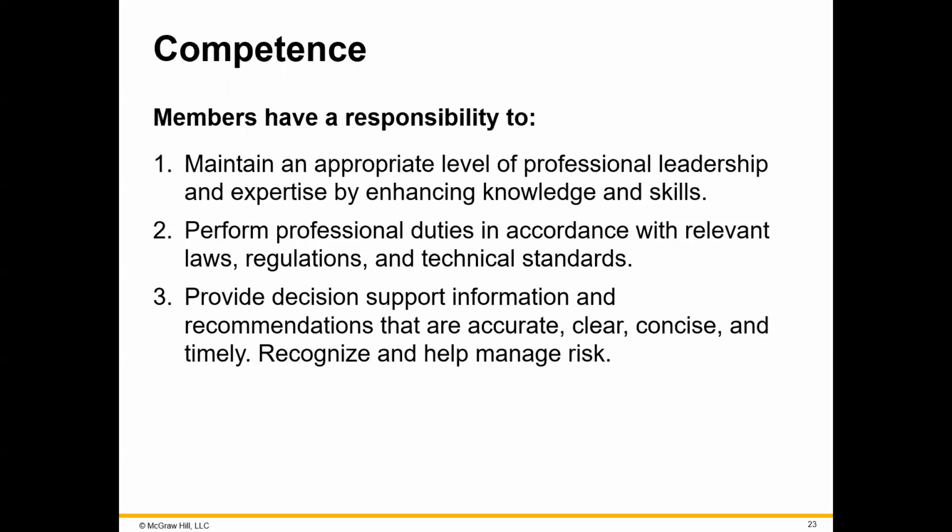Competence means that we have to maintain an appropriate level of leadership and expertise by enhancing knowledge and skills. That means that whenever we take on work, we have to be competent. We have to be able to do that certain type of work. And we have to continue enhancing our knowledge and skills with yearly CPE classes to keep our accounting knowledge up. When we perform our professional duties, we're expected to follow the relevant laws, regulations, and technical standards. And when we provide information and recommendations, we're expected to provide those clearly, accurately, and concisely and timely.